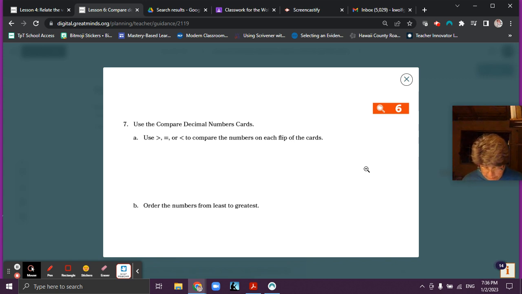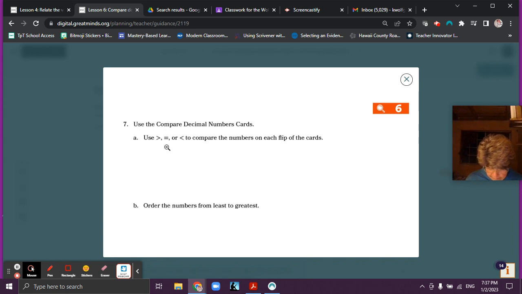Flip one card over from your piles. Okay, so each player gets 4 cards. So you're only going to use one deck of cards. So you're not both going to cut them out and both use your cards. You can just use one person's cards. So you each get 4 cards. Flip one card over from your piles at the same time and place the cards next to each other. Compare the numbers on the cards. Write a comparison statement using greater than, equal to, or less than to compare the numbers on each flip of the cards. So you see that there.